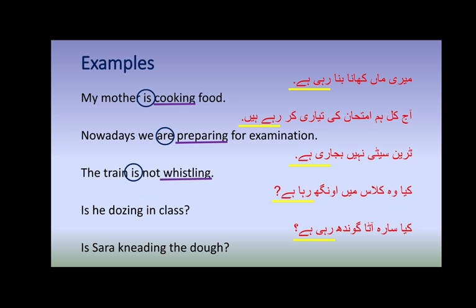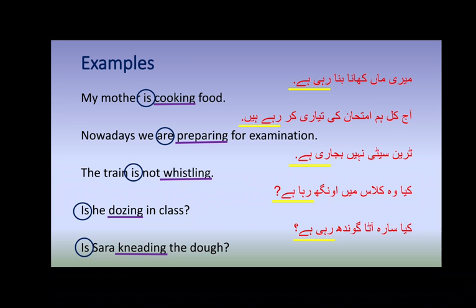In the fourth, the helping verb came in the first. Why did it come in the first? We will learn in the formations. Dozing is the main verb, which is in first form with ing. In the last example, again is comes in the first as a helping verb, and kneading is the main verb.